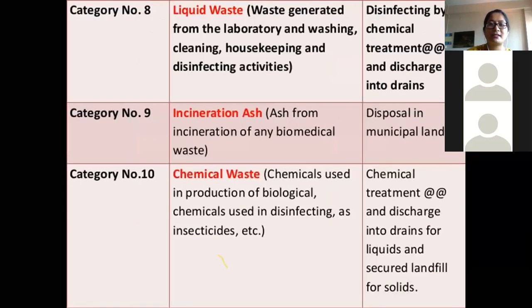So next is liquid waste. There are 10 categories in total. Liquid waste comes from general laboratory work, hand washing, cleaning, housekeeping, and disinfecting activities. It is disinfected by chemical treatment and discharged into the drains. Next, category number 9, incinerated ash. Ash comes from factories, and much of it also goes into the air. That is disposed of in municipal land. Now the last is chemical waste. Solids can be secured in the landfill, and liquids are discharged into the drain or secured in landfills.